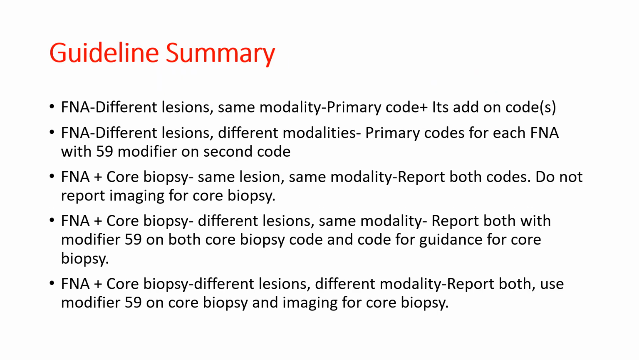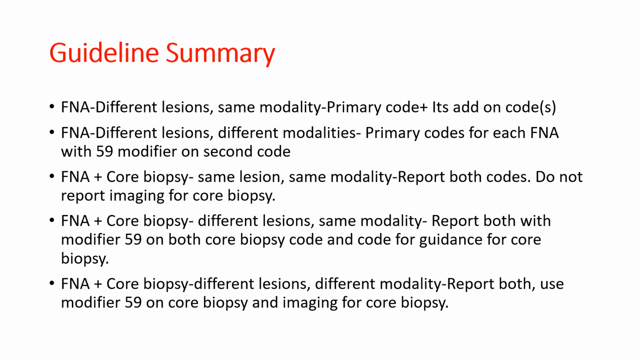So what is the guideline summary? What all we had seen. If FNA is done on different lesions, same modality, we need to code the primary code and its add-on code. If FNA is done on different lesions, different modalities, we need to code the primary code for each FNA with modifier 59 on the second code. You should not add modifier 59 with the primary code.